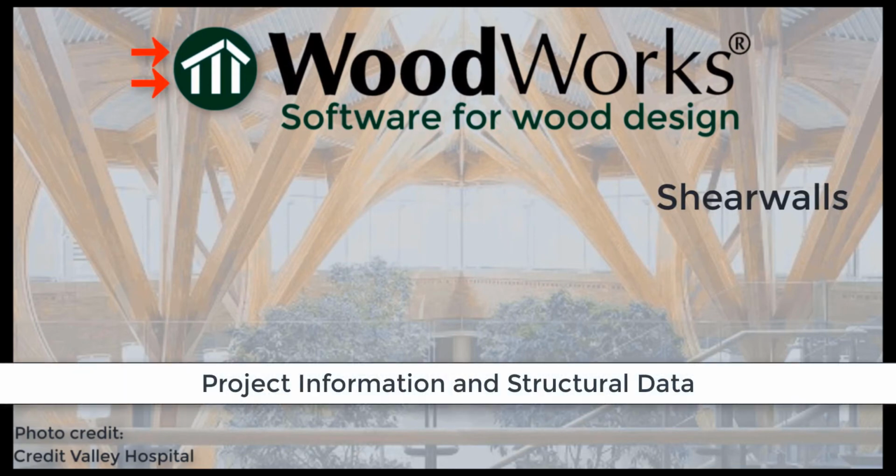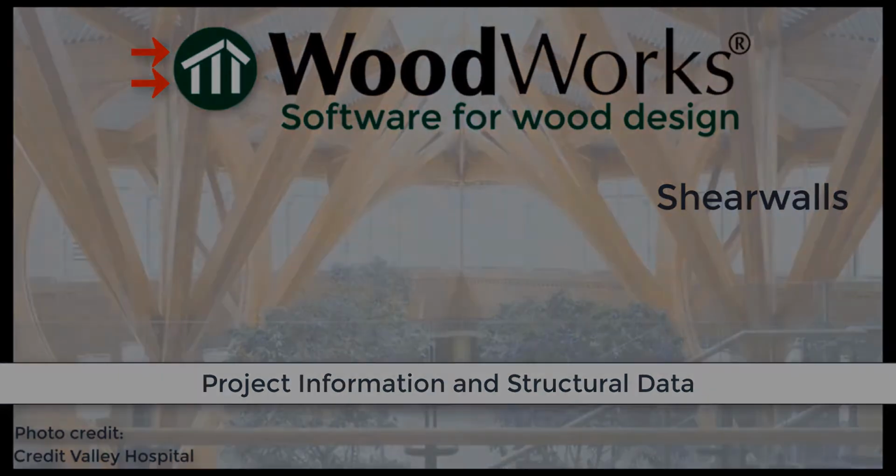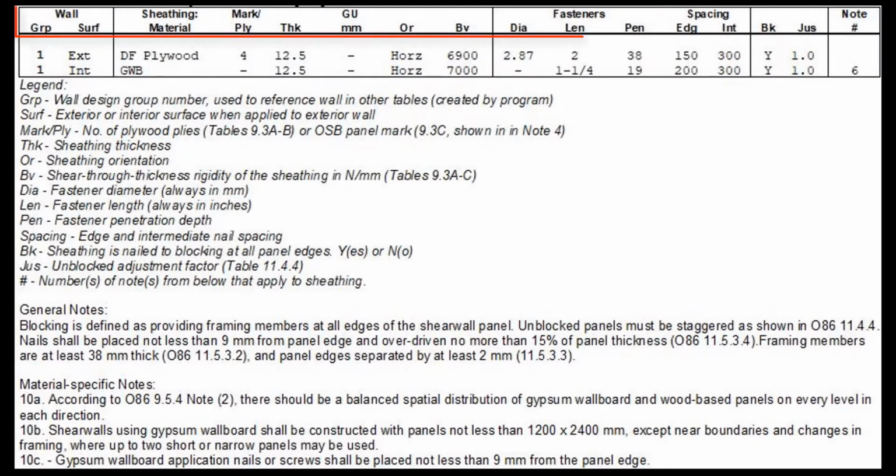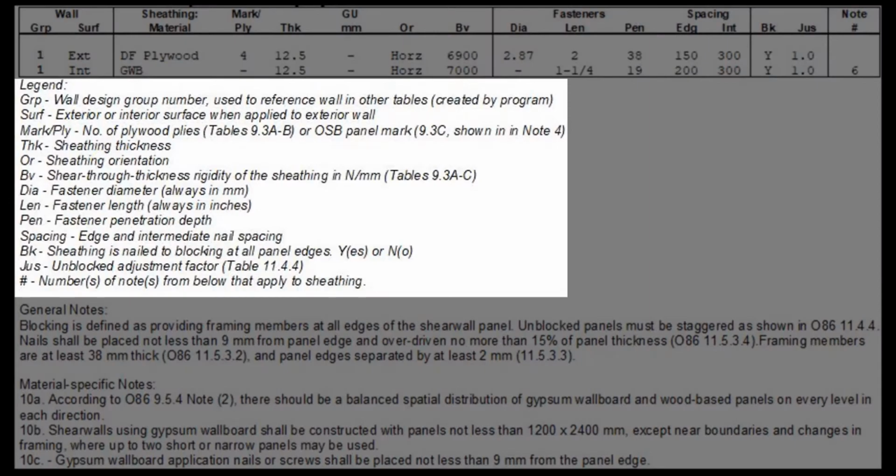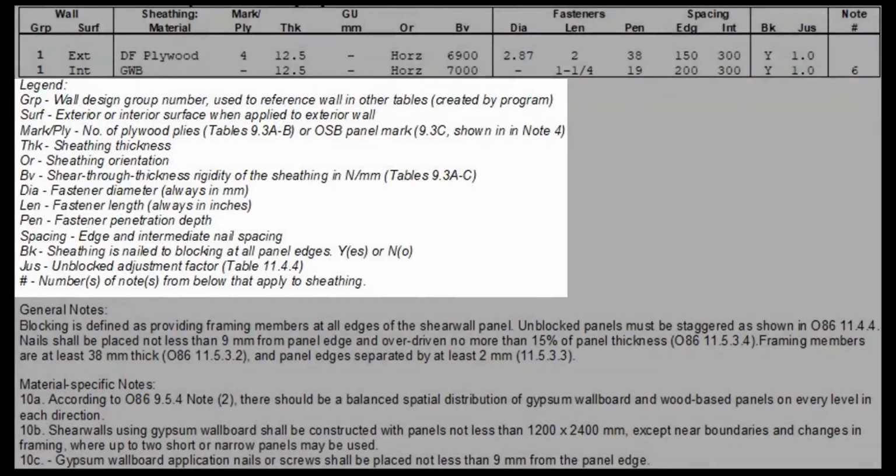This series of videos will go through different sections of the go-to table inside the design results. This first video will explain the project information and structural data sections. Note that details of each table and columns described throughout this series of videos are also provided in the legend located under the tables in question.